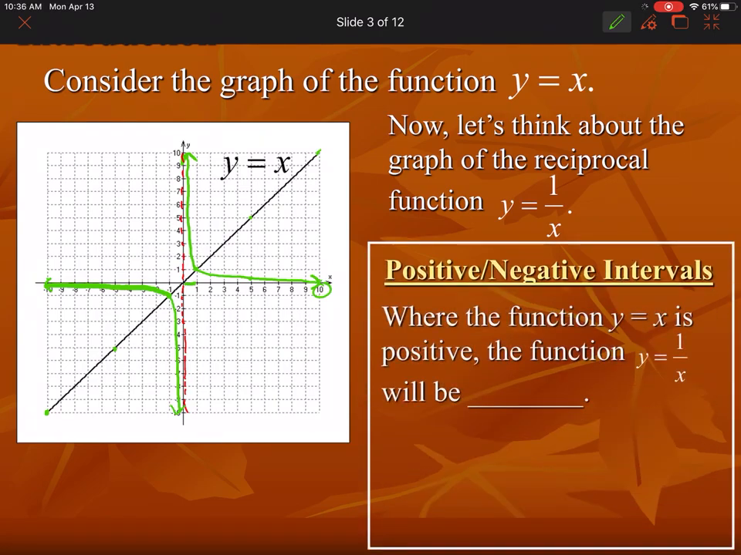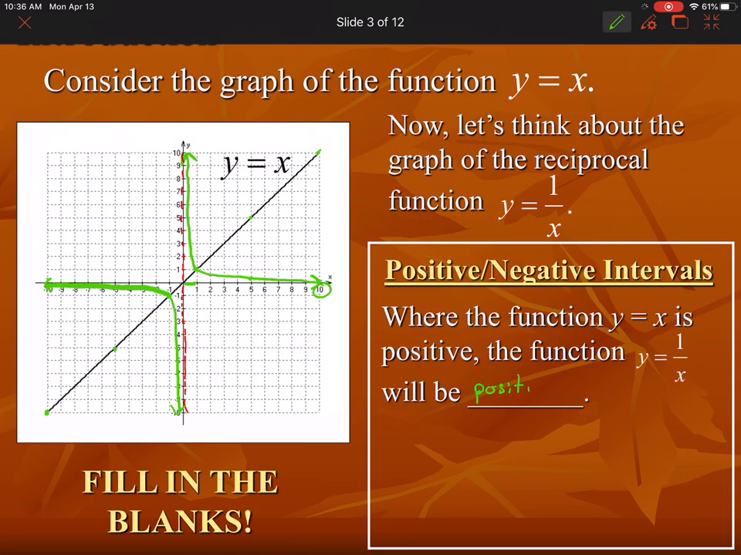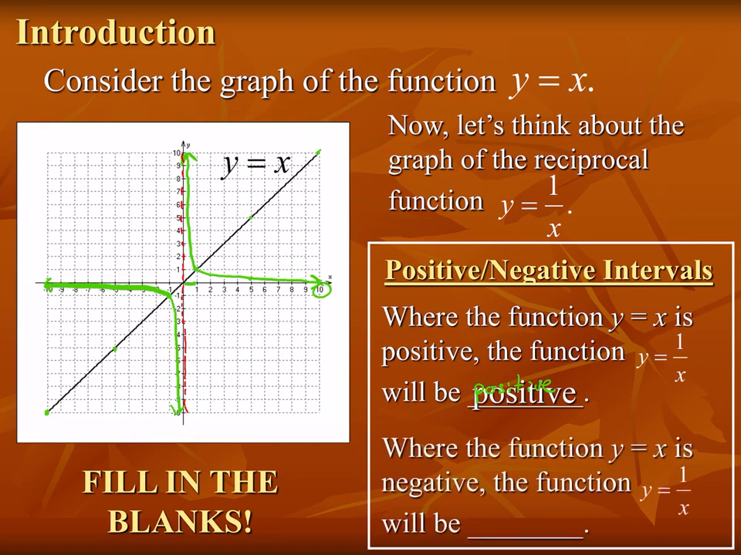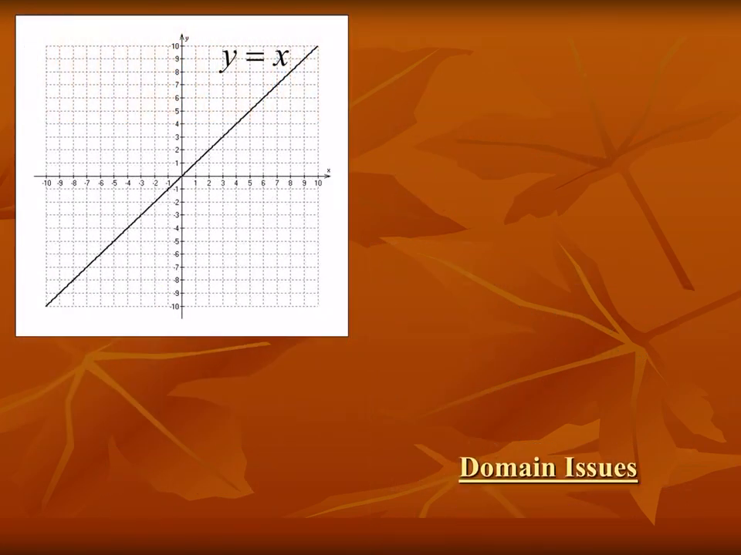Let's talk about positive and negative intervals. Where the function y equals x is positive, the function 1 over x will be positive. If you've got 1 and you're dividing it by something positive, you'll get a positive number. And where the function y equals x is negative, the function y equals 1 over x will be negative. When you're dividing by something negative, and you go 1 divided by something negative, you'll get something negative, and that reflects in the graph.